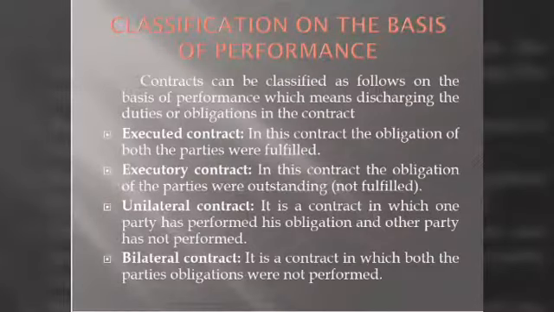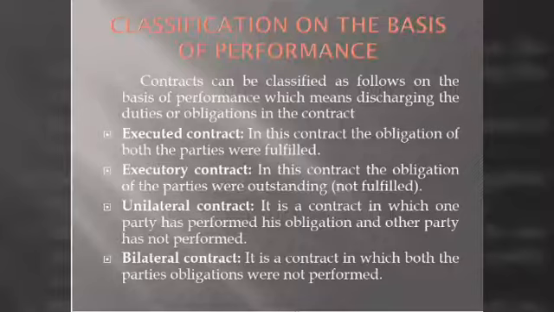The next classification of contract is on the basis of performance. What is performance? Performance is doing a particular thing, fulfillment of the duty in the contract, fulfillment of the obligation in the contract. That is, doing a work in the contract is called performance. On the basis of performance, we can divide the contract into four types. Number one is executed contract.